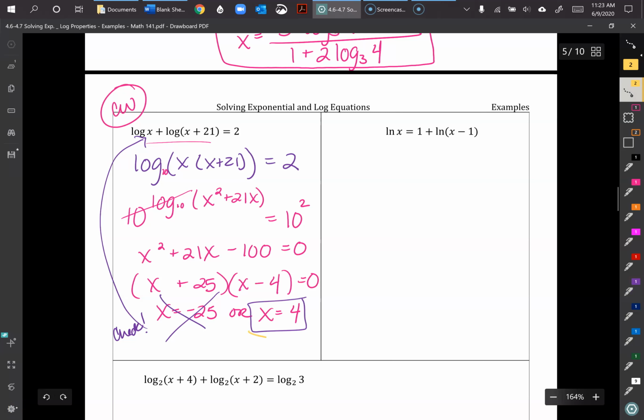Okay, so you should get an answer of x equals 4. What I did was compress this first, or combine it. Log, it's base 10, so sometimes it's helpful to write that in so you don't inadvertently pick something else for your base. So you're going to do log base 10 of x times x plus 21, because remember I'm doing the sum to product, right?